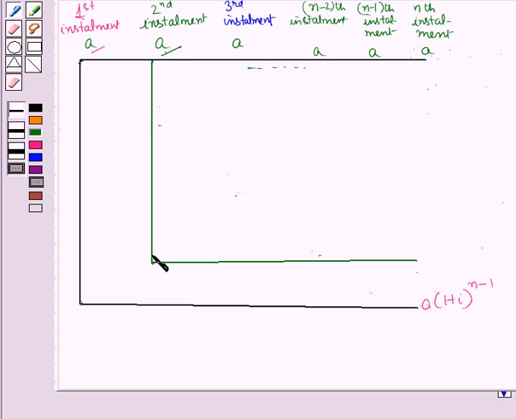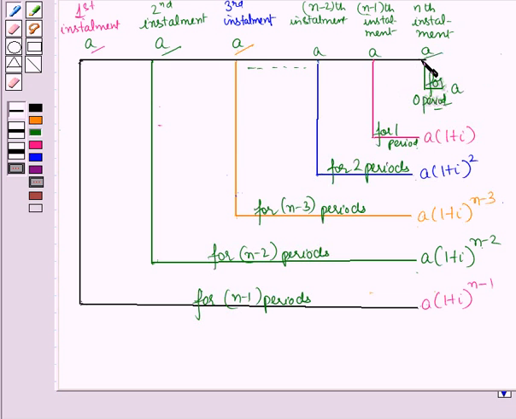Now, the second installment will earn interest for n minus 2 periods. So, it will amount to A into (1 plus i) whole raised to power n minus 2. Likewise, the third installment will amount to A into (1 plus i) whole raised to power n minus 3. And continuing likewise, the last installment of A will not earn any interest since its payment is made at the end of the term, so it will remain A only.